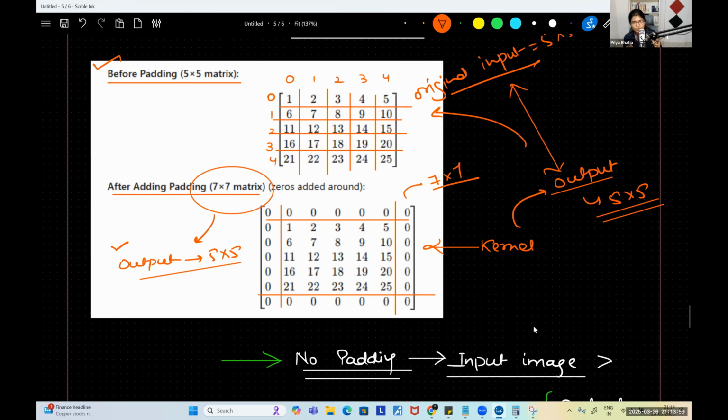You just have to say padding is equal to 1. It will do that. What it will do, you should know. There is a concept of max pooling. You have to apply that max pooling concept. It will automatically do your job.